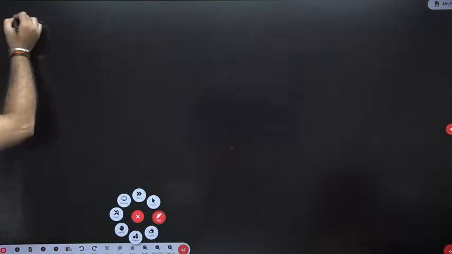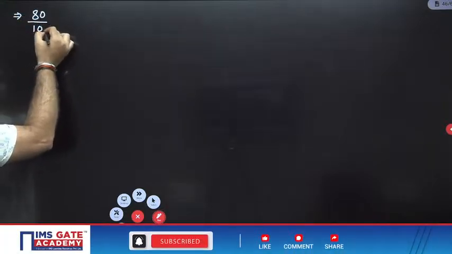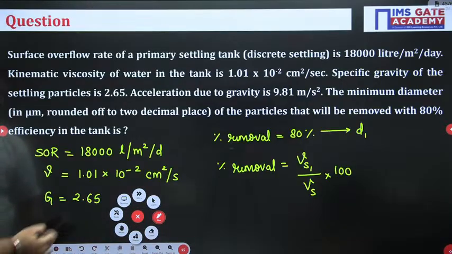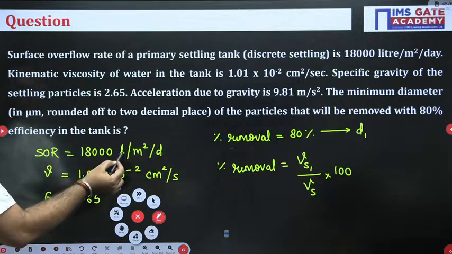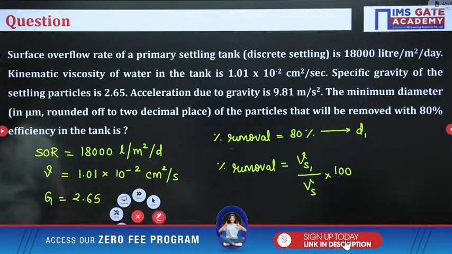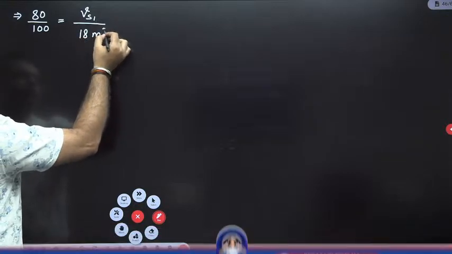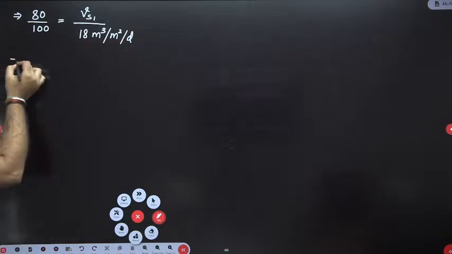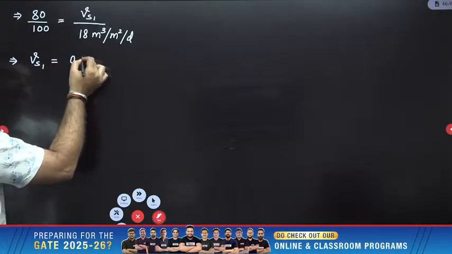Percentage removal is given as 80%. So 80 by 100 is equal to Vs1 divided by Vs. Vs is 18,000 liter per meter square per day. If I convert this into meter cube, it will be 18 meter cube per meter square per day. So from here, get me the value of Vs1. Vs1 will be 0.8 into 18.